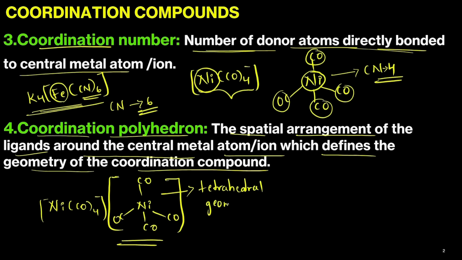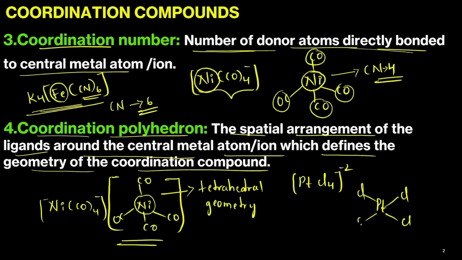Okay, so in this case, the ligands are arranged in such a way as to give tetrahedral geometry. Okay, and we will take one more example, that is PtCl4 2-. Here platinum has 4 ligands attached, 4 Cl ligands. Okay, this is the structure, right? Here 2-. So here also we have 4 ligands and here also we have 4 ligands.